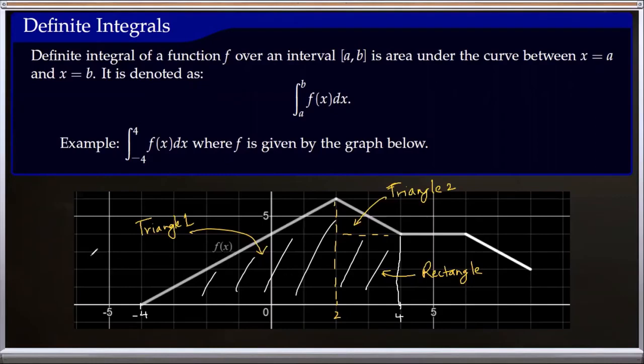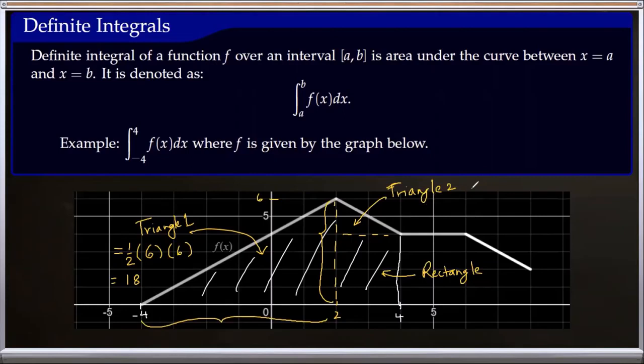So starting with this triangle 1, this area will be 1/2 times base times height. So let's figure out what the base and height are. The base of this triangle will be this length from -4 to 2, which is length 6. And the height is all the way up to here. So this will be the height of this triangle. So this is height 6 again. So the area of this triangle comes out to be 18.